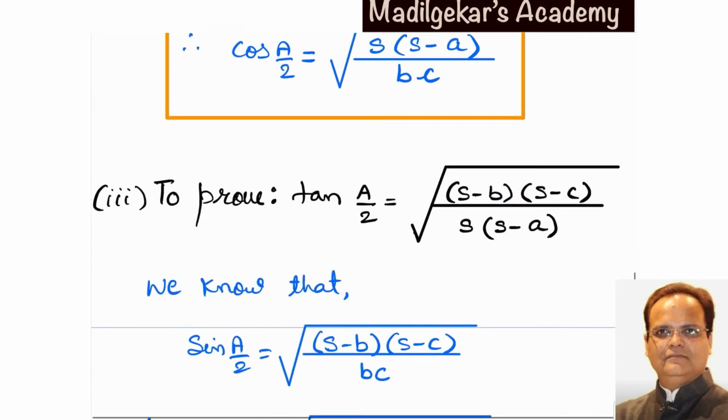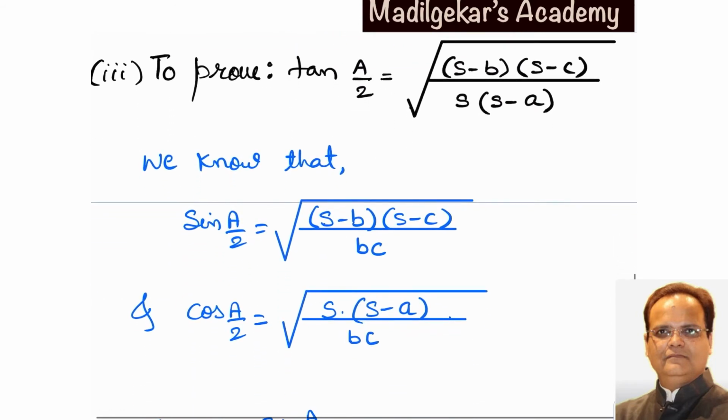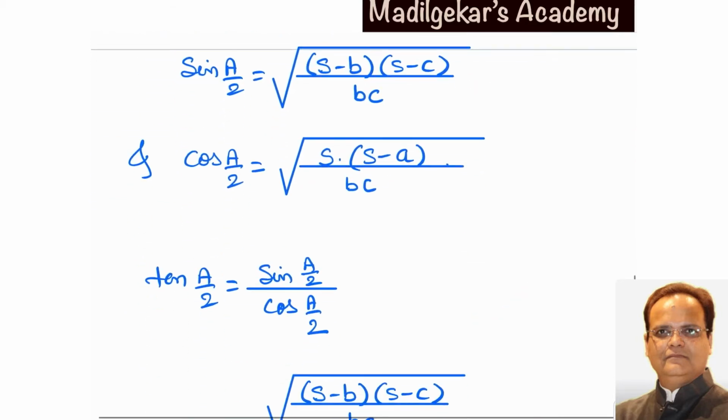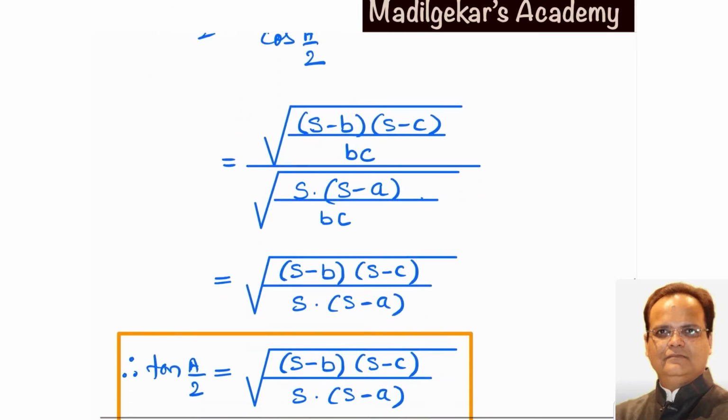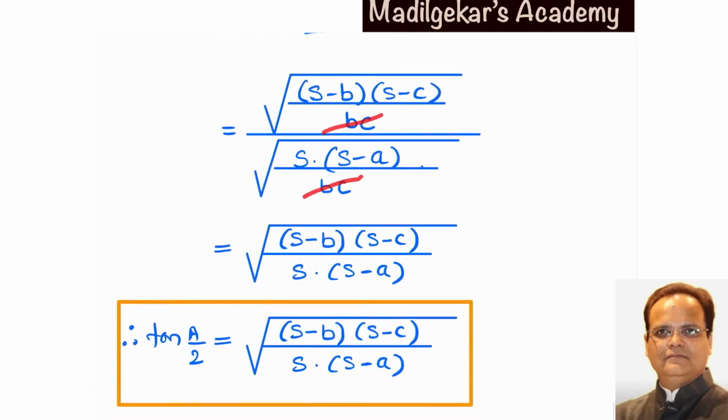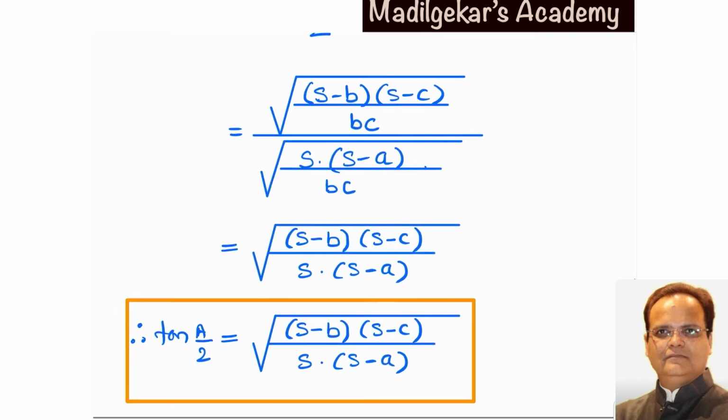Next, third is tan A by 2. We have already proved sin A by 2 and cos A by 2. Take the ratio of sin A by 2 and cos A by 2 to find tan A by 2. So replacing half angle formulae of sin A by 2 and cos A by 2, bc gets cancelled. So we get (s minus b)(s minus c) upon s into (s minus a). So this completes the proof of half angle formulae.